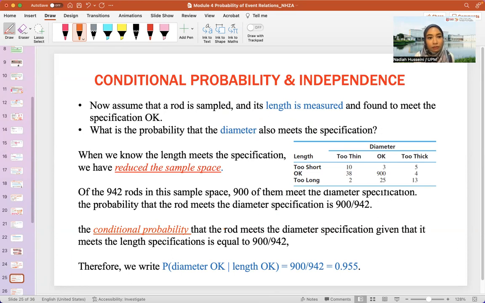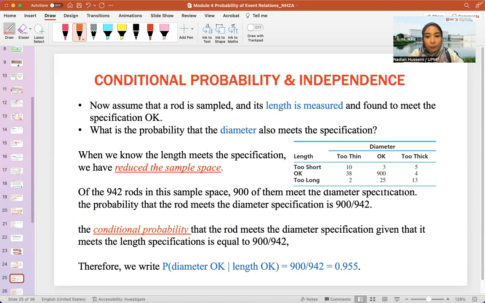So now assume that a rod is sampled, right? We have taken one rod from the 1,000 and we measure its length. I have to measure it using a ruler. So I measure it using a ruler and the specification is okay, right?